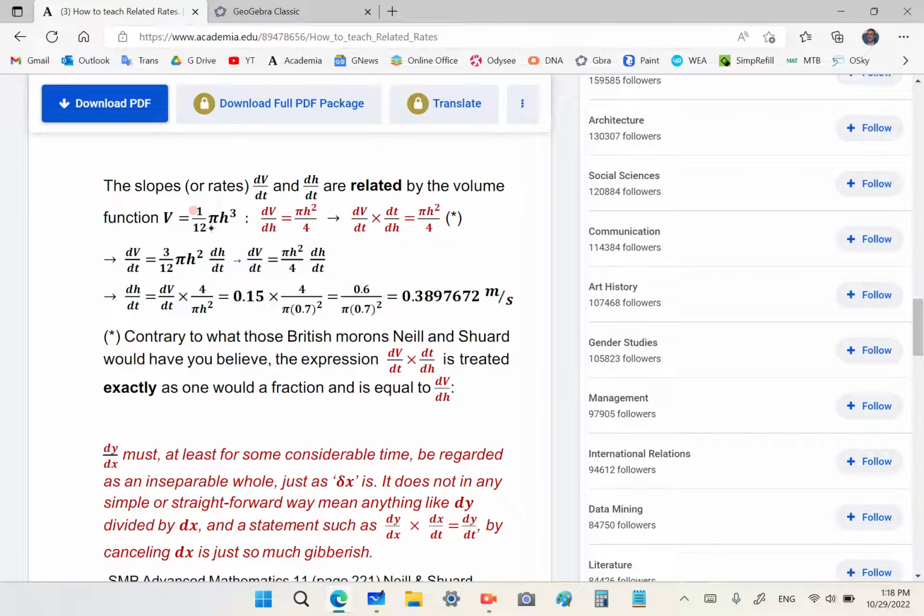Okay, so you have volume is 1/12 π h³, right? And so if you differentiate both sides, you'll end up with what you see here on the right, this expression here. And so this here is the relation between the two rates. Their product is equal to πh²/4. And if you substitute 0.7 meters in the slope function, then you have 0.389 cubic meters per second, which is the rate at which the water is leaking.